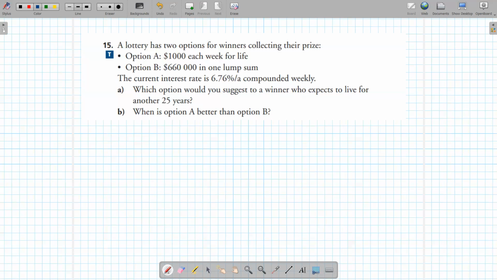Again, we're going to compare two things. Last time we compared the interest. What do we compare here? You compare the R values, okay? In option A, what's the R value? What's the periodic payment? $1,000 each week. So R is 1,000, okay? So he gets paid $1,000. What do you think right now? Which one do you think is better? Option A. Option A looks good, right?